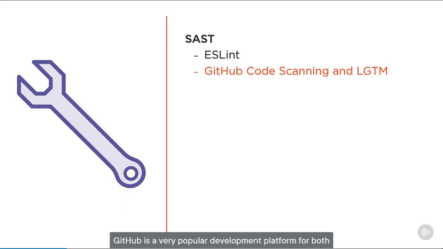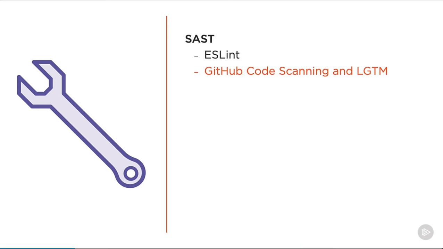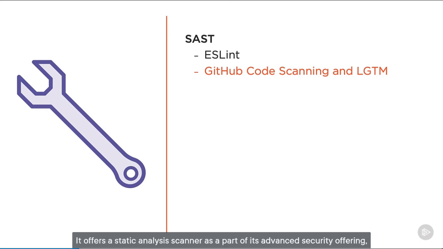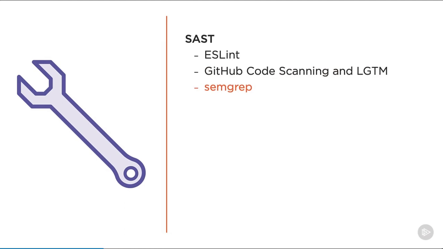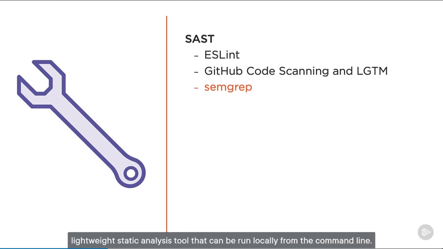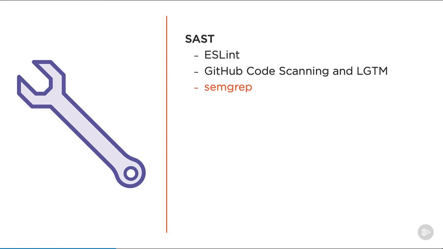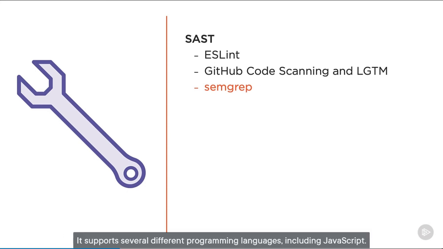GitHub is a very popular development platform for both open source and commercial projects. It offers a static analysis scanner as a part of its advanced security offering, including support for JavaScript. Similar capabilities are available for free for open source projects through the LGTM service, also operated by GitHub. Semgrep is an open source lightweight static analysis tool that can be run locally from the command line. It supports several different programming languages, including JavaScript.